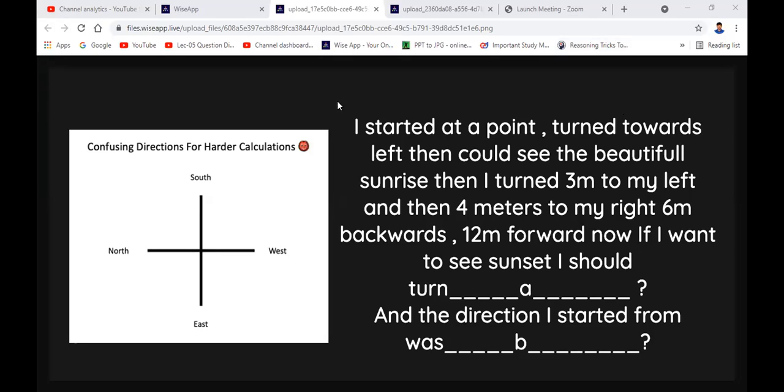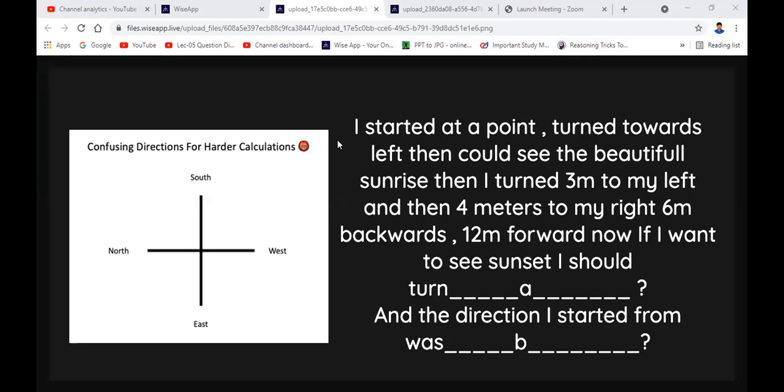Which exam did this question appear in? Rashnika, where is this question from? Sir, I didn't see it in any exam. Actually, this question was made by my father. Okay, okay. See, yes, sir.